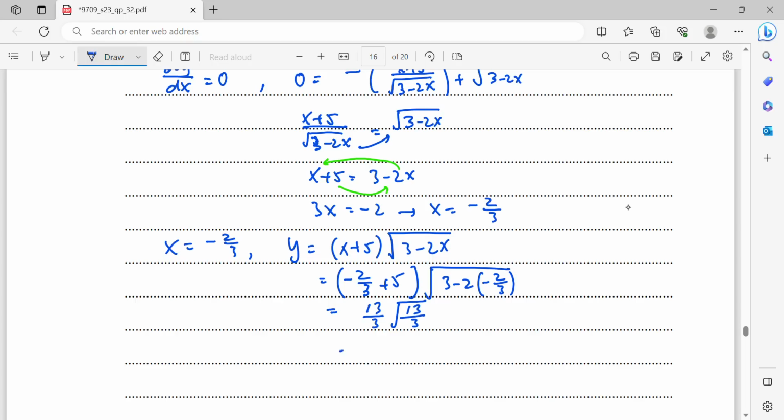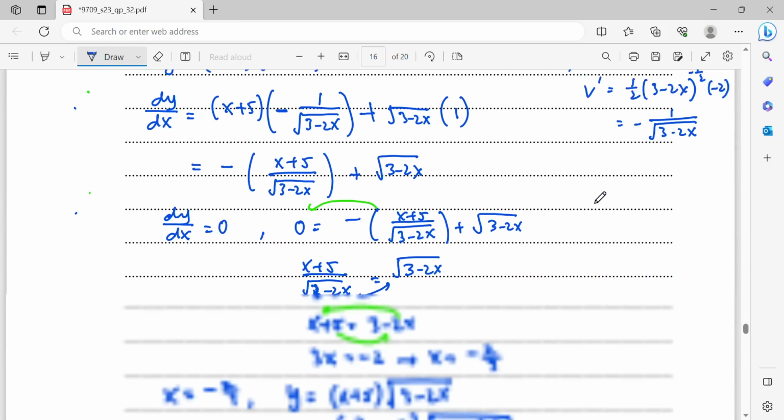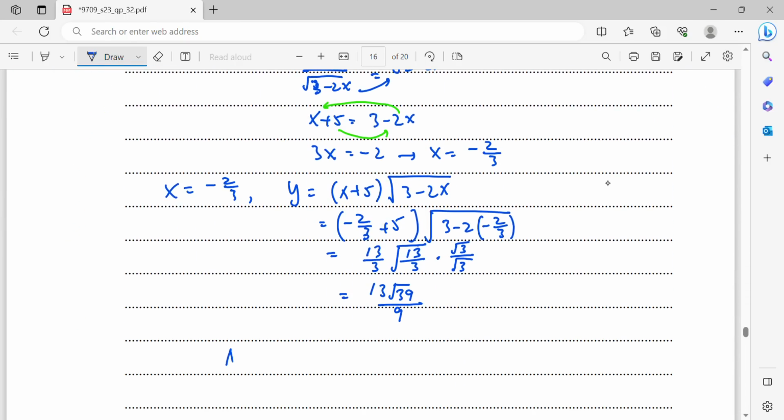Then I will simplify this to be 13 over square root 3. Right, now you can times the square root 3 over square root 3 to eliminate the square root in the denominator. So square root 13 times square root 3 will be square root 39. Then 3 times square root 3 times square root 3 will be 9. So because you need to get exact coordinates, at last, my M will be negative 2 over 3 and 13 square root 39 over 9. So these are the coordinates of the M.